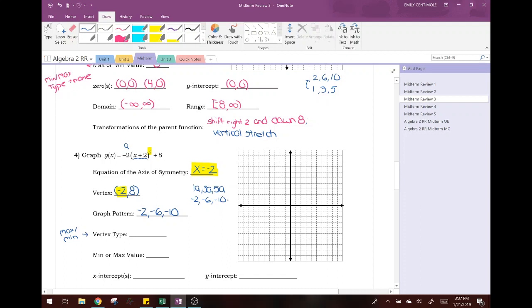So here, all right, I could either think through this one. I see a negative graph pattern. I know it's going to open down, or I could wait till I graph. So let's go ahead and wait till we graph. Negative 2 over 8 up for my vertex. Down 2 over 1, down 6 over 1, down 10 over 1. I'm going to repeat on the other side of my vertex, and I'm going to graph in my function.